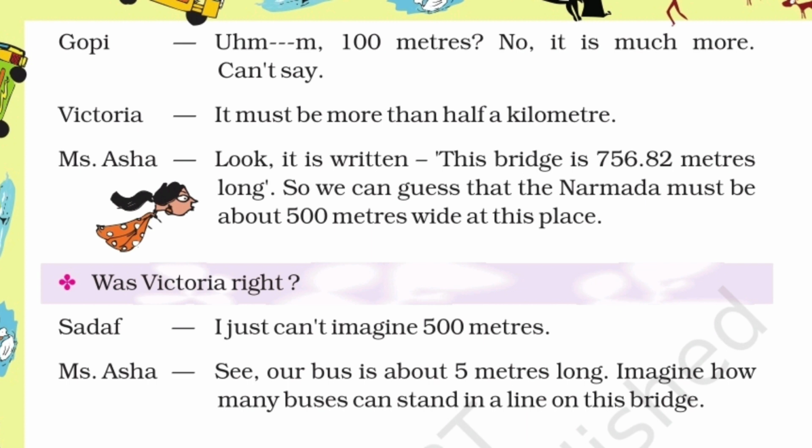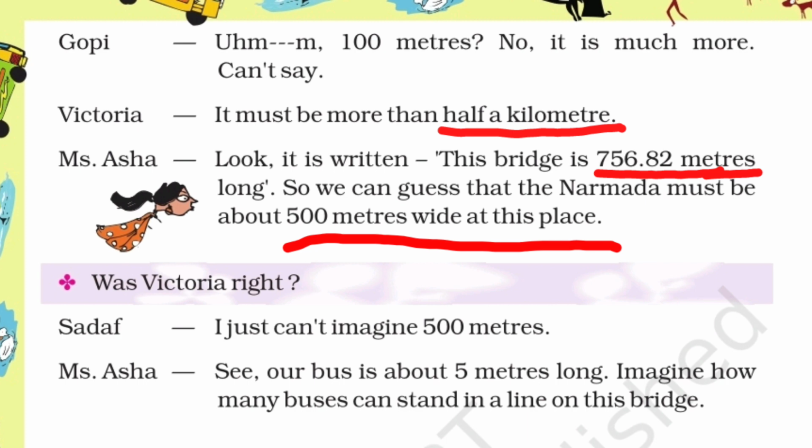Can't say. Victoria said, it must be more than half a kilometer. Now the teacher, Miss Harsha, said, look, it is written. So it is already written on the bridge wall. This bridge is 756.82 meters long. So we can guess that Narmada must be about 500 meters wide at this place.